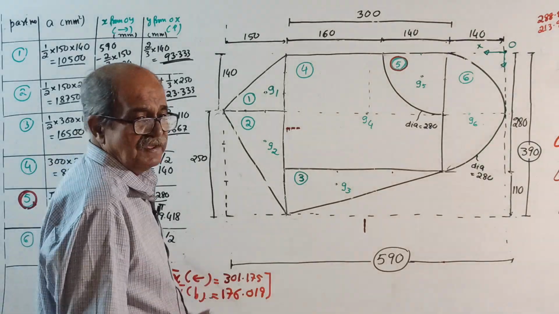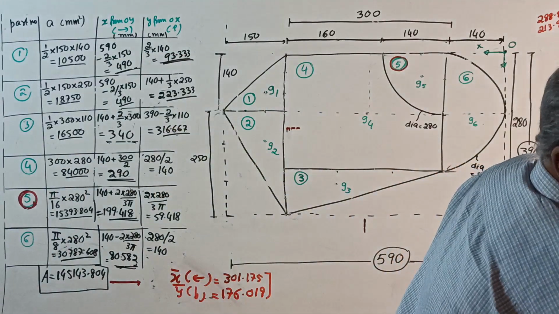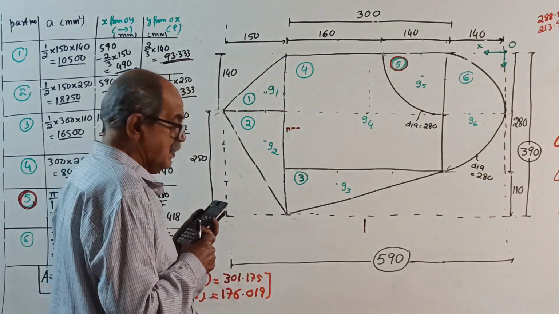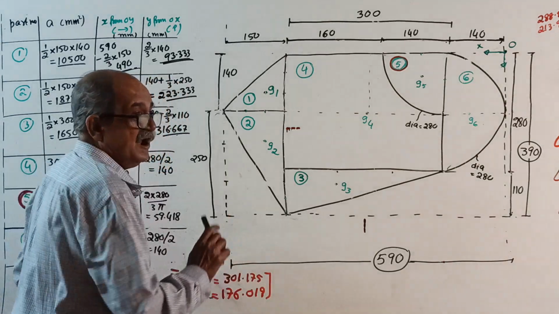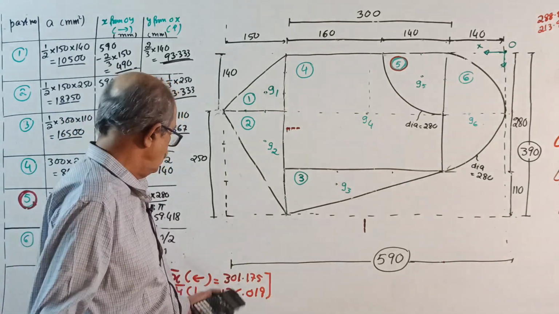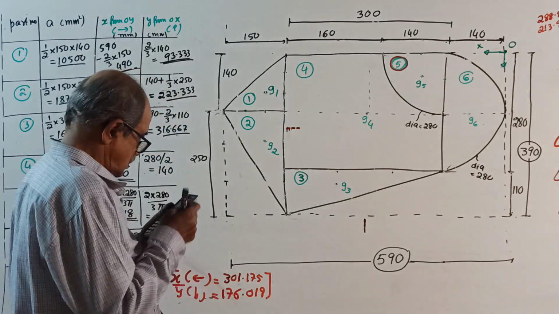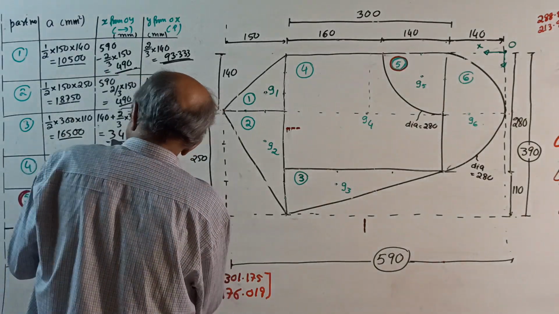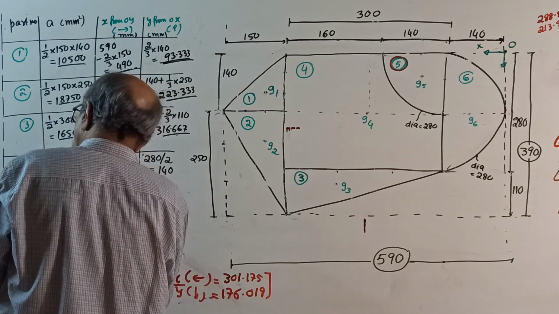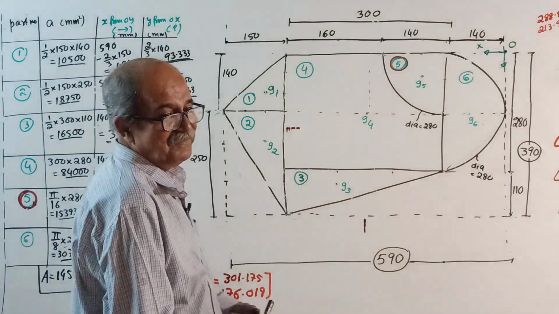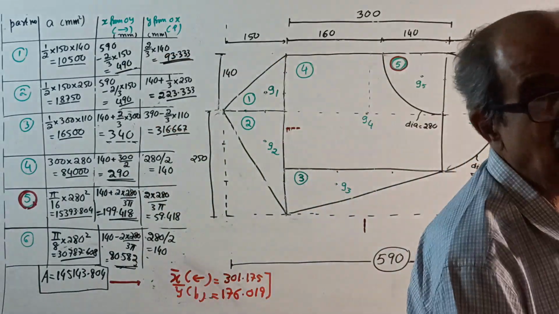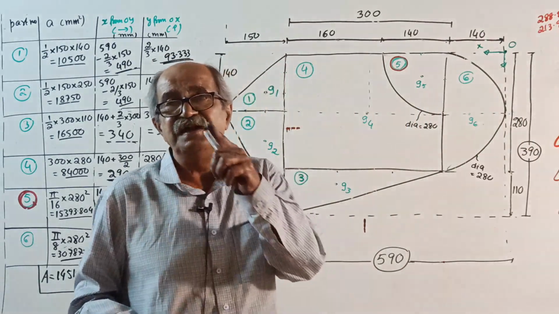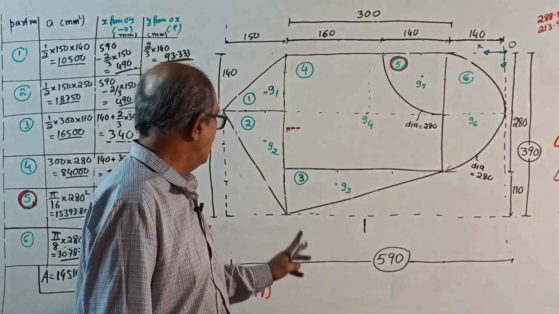Now with this, calculate x bar, y bar. I will calculate fast. 301.175. Oh yes, see, I told you this answer has to come. Y bar, 176.019. Oh yes, see. Because I had not calculated it, I got confidence. I did it last time very, very carefully. I double checked it. So therefore, the answer has to come.